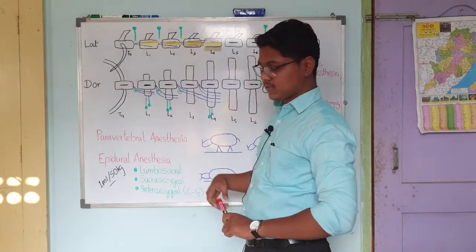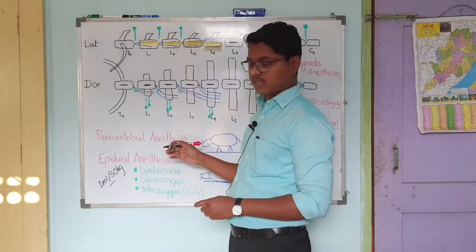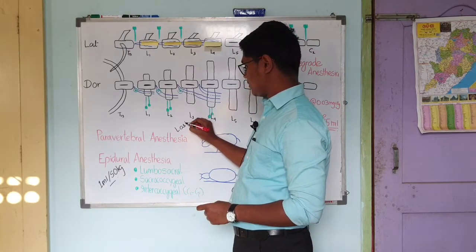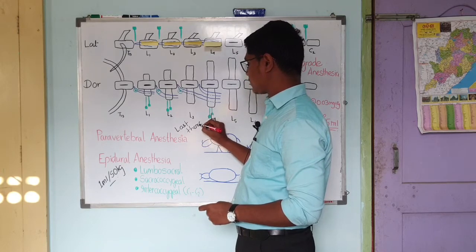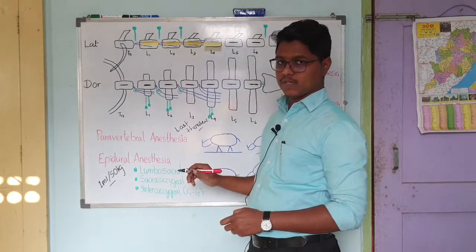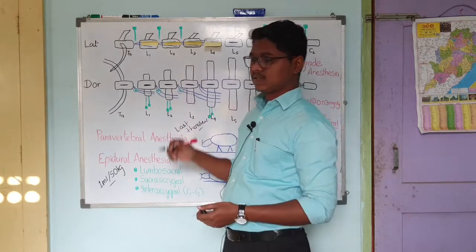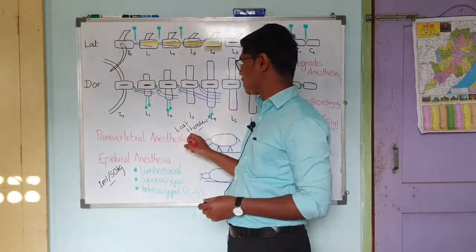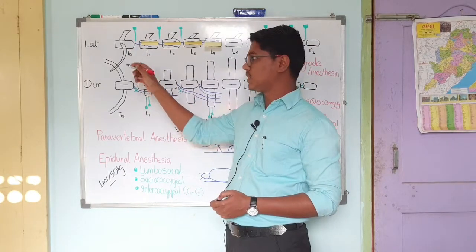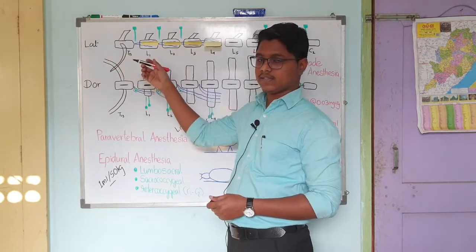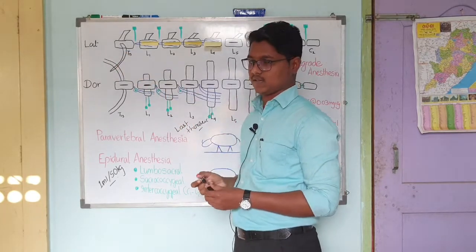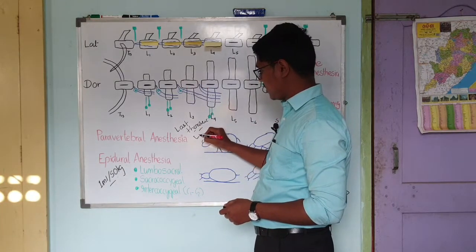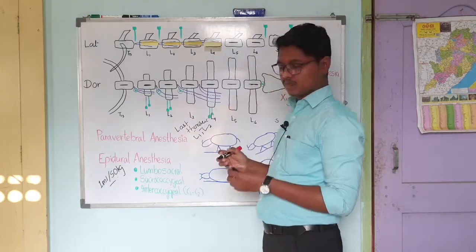Paravertebral anesthesia means you have to block the spinal branches of the last thoracic nerve. I say last thoracic because if an animal, suppose a camel, has 12 ribs, so 12 thoracic vertebrae, the last thoracic nerve will be T12. But in a large animal like cattle, there are 13 thoracic vertebrae, so you have to block the T13 nerve. That is why last thoracic and first and second lumbar spinal nerves, L1, L2.